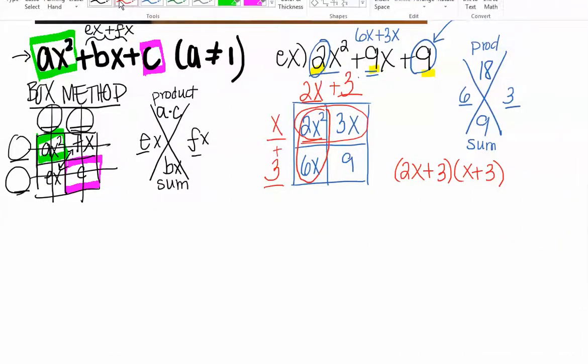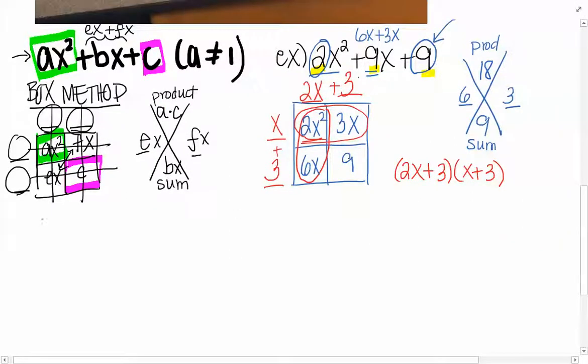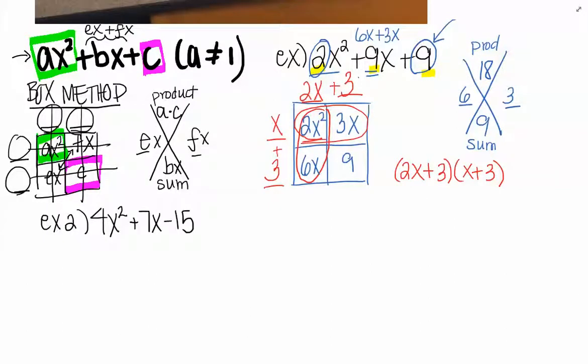Alright, so I'm going to give you another one. I want you to try it on your own. So example 2. Okay, so here's your example. 4x squared plus 7x minus 15. I want you to pause the video and try to do this process on your own.